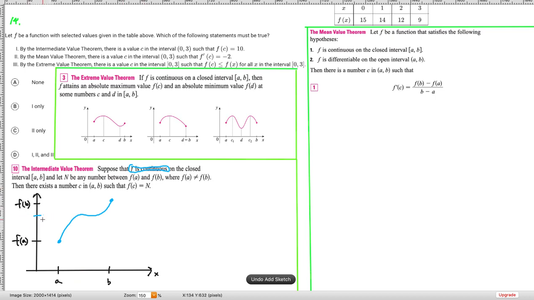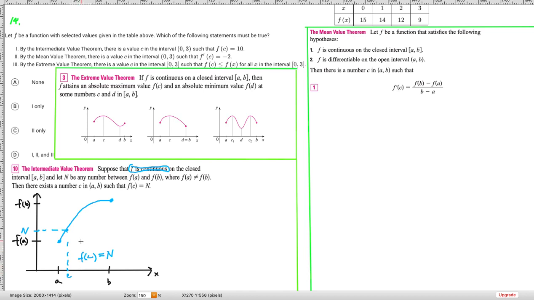I don't know anything else about f. It could be a straight line, which is continuous. It could look like anything as long as it is continuous. And this is some n over here. Any n between, you go across, and then you go down, and there has to be some c with f of c equal to n.